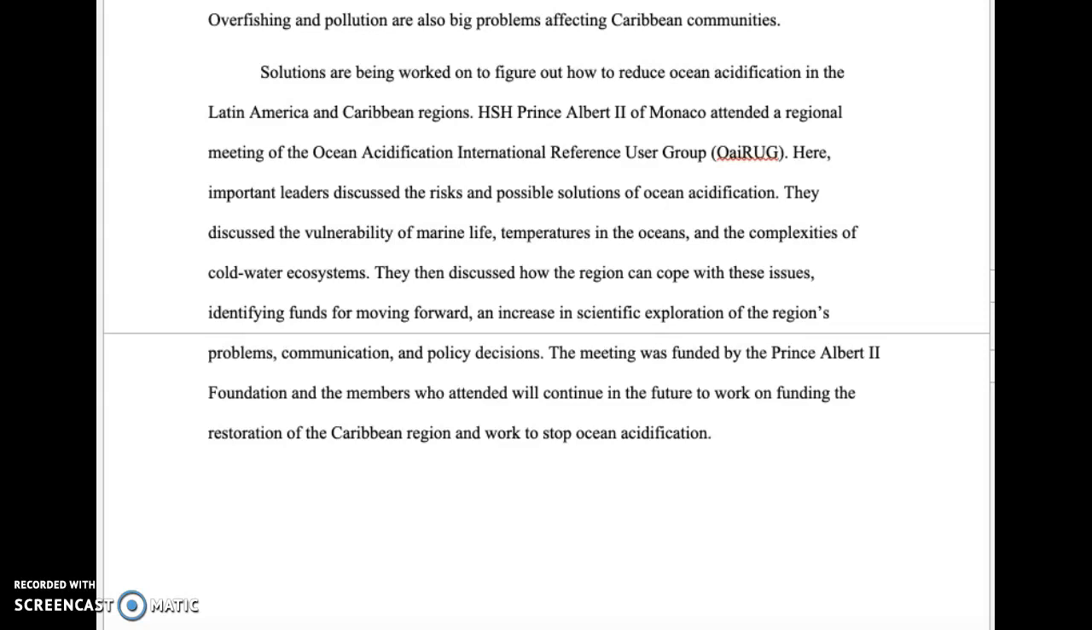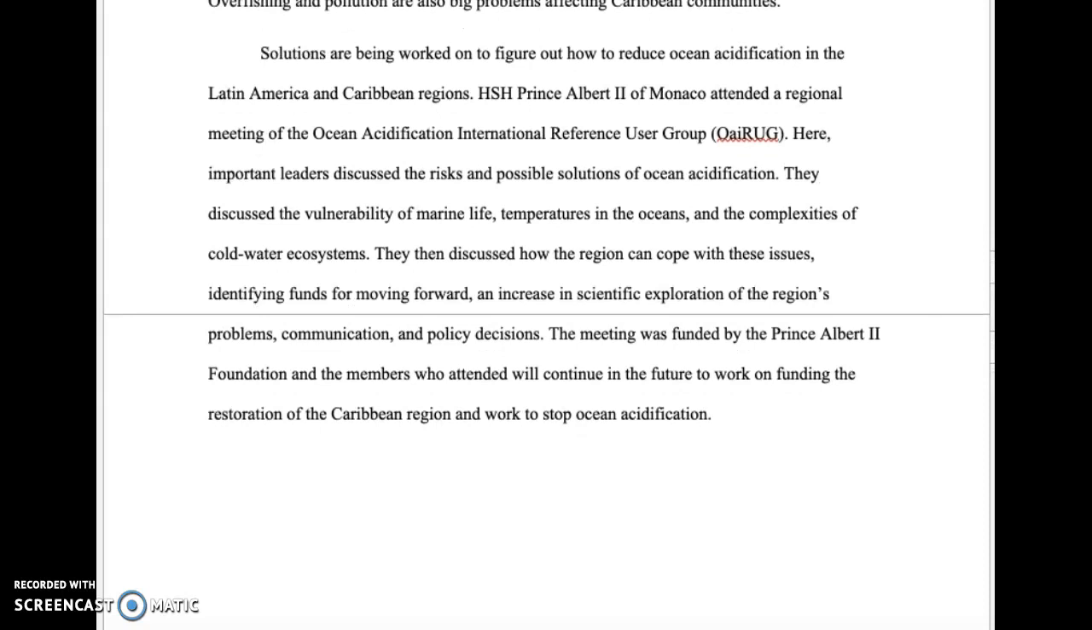Solutions are being worked on to figure out how to reduce ocean acidification in the Latin America and Caribbean regions. HSH Prince Albert II of Monaco attended a regional meeting of the Ocean Acidification International Reference User Group. Here, important leaders discussed the risks and possible solutions of ocean acidification.